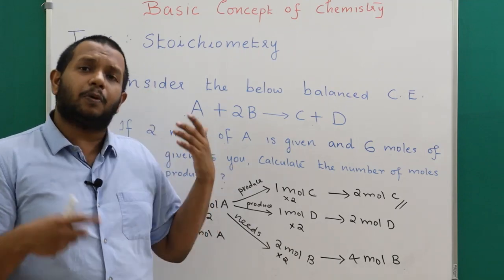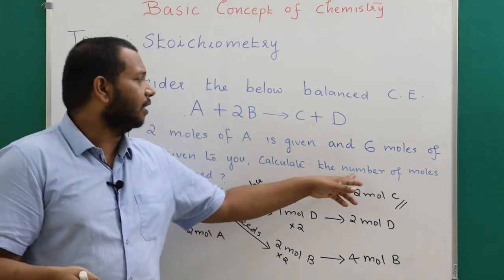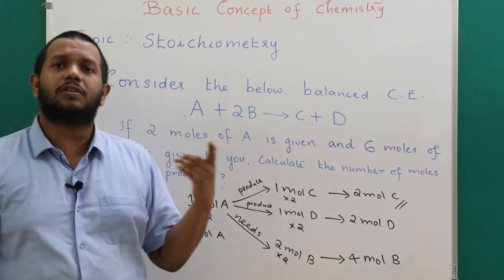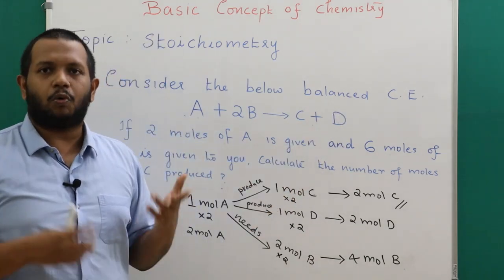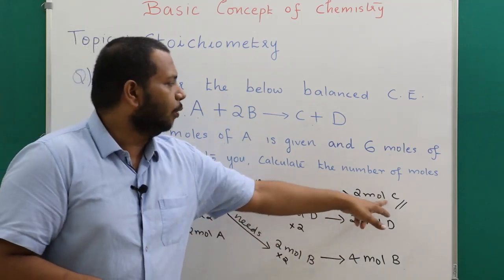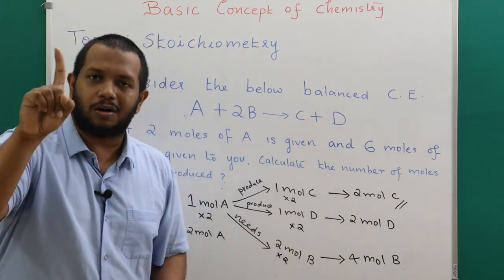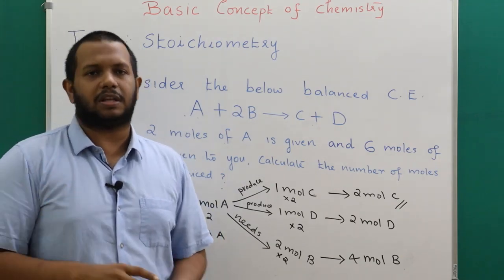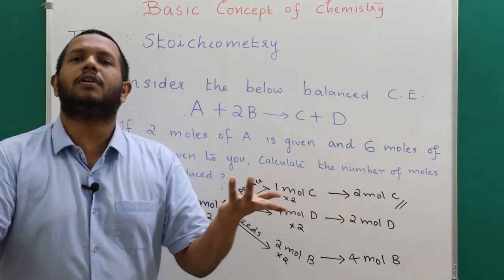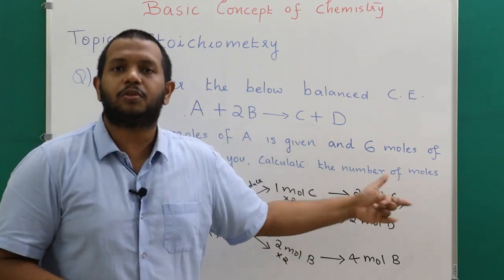Suppose in the output, instead of asking to calculate the number of moles of C produced, they ask to calculate the number of molecules of C produced. What do you need to do? You know that 2 moles of C is produced, and 1 mole of C is 6.022 into 10 power 23 molecules, so 2 moles means 12 into 10 power 23 molecules of C is produced.